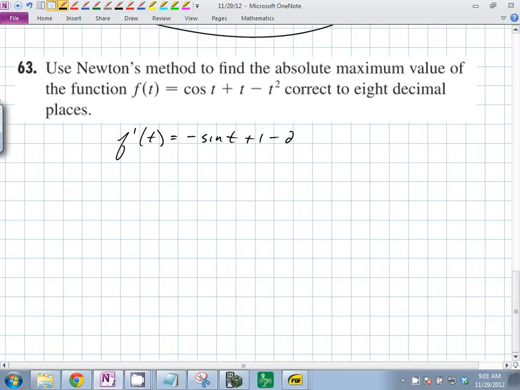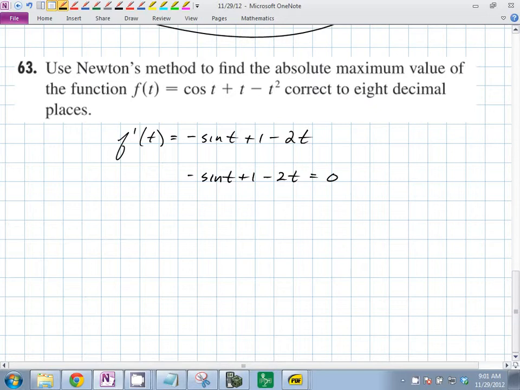Minus 2t. So in order to find out where this is equal to 0, why did I ask you to use Newton's method on this? Why are we resorting to using Newton's method? Because the calculator would give us Newton's method. If you had no calculator, and I asked you to solve this, what would you say?